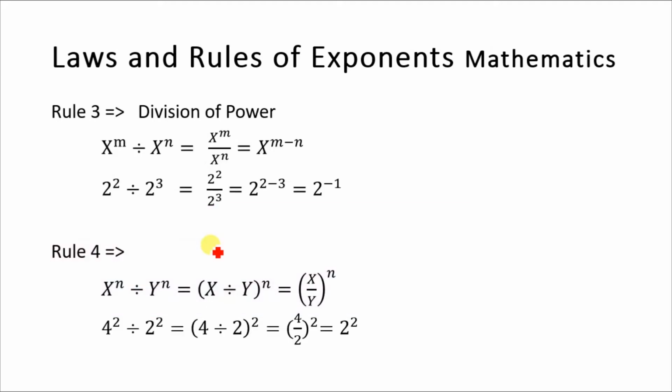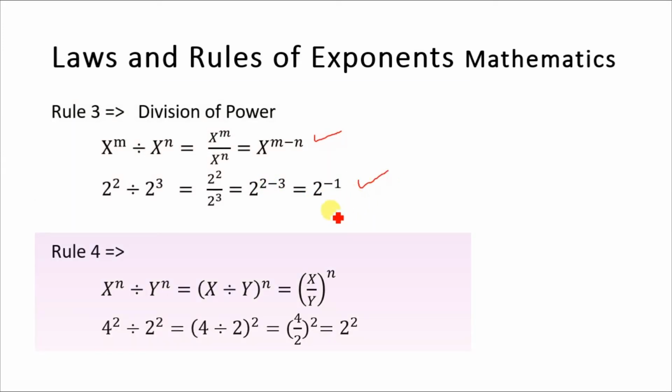Now rule number 3 is about division of powers. If we have x power m divided by x power n, it means the base of both the exponents is the same but the powers are different. Then we will subtract the power of the second exponent from the power of the first exponent. So x power m divided by x power n will be equal to x power m minus n. For example, if we have 2 square divided by 2 power 3, then we will have 2 power 2 minus 3, which will be equal to 2 power minus 1.